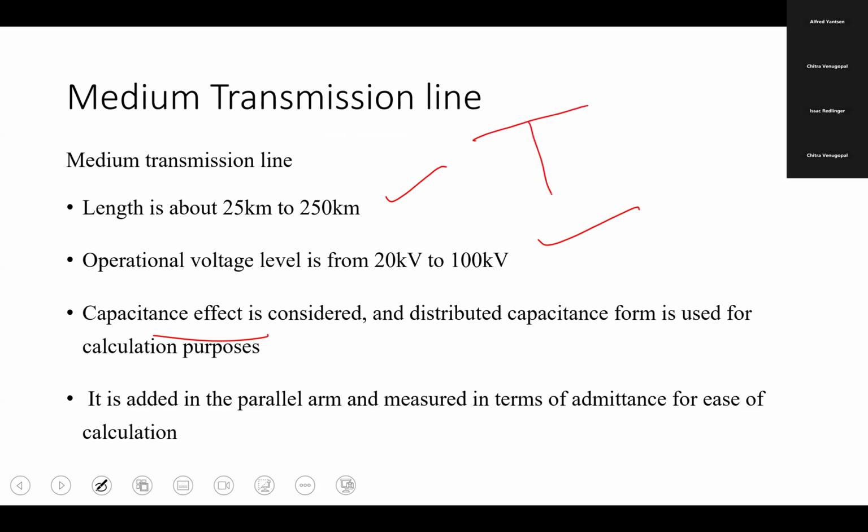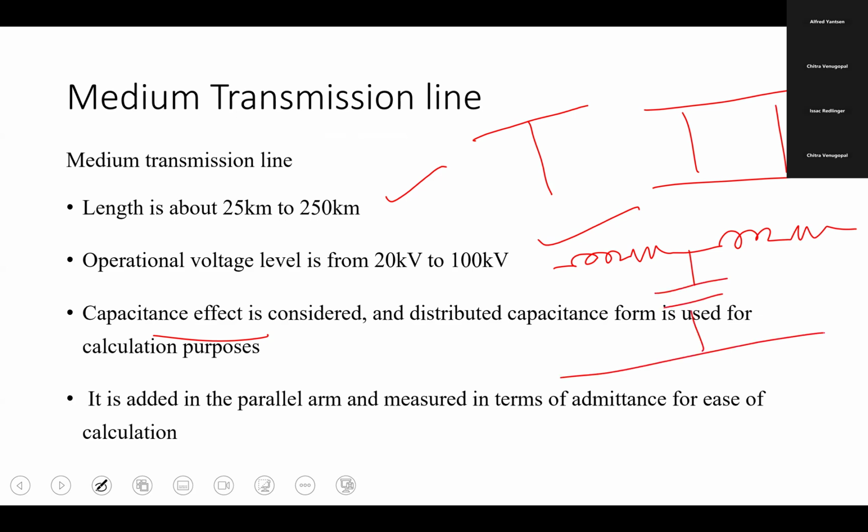T looks like this. Pi looks like this. So a T network means you can have the inductance and resistance combination in the series arm and capacitance in the parallel arm. This is called a T network. If it is a pi network, then inductance and resistance always come in the series arm. This arm is called the series arm. This arm is called the parallel arm. Inductance and resistance are always in the series arm, whereas it will have capacitance in the parallel arm, two capacitances.